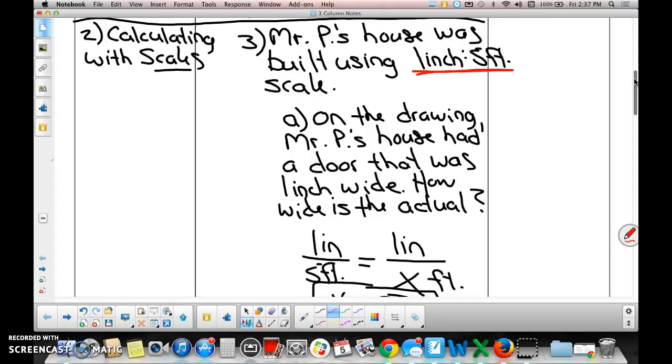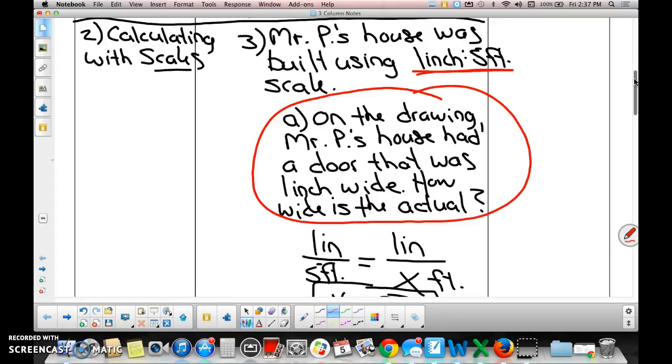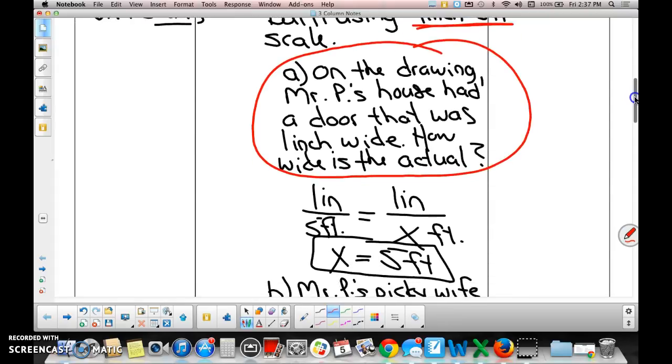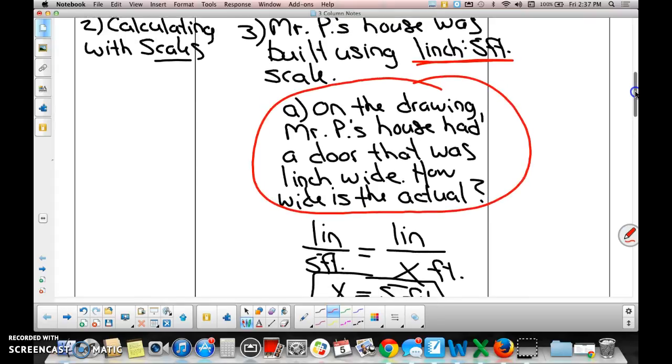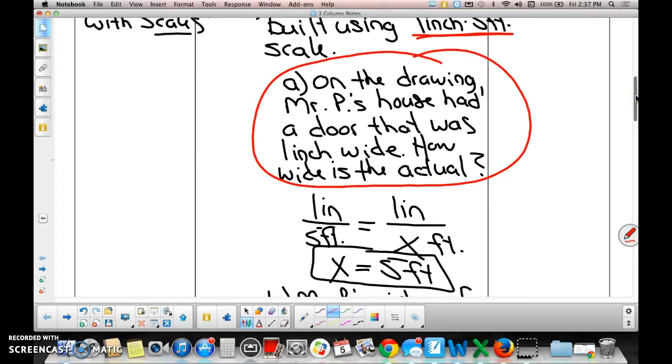So letter A right here said that I had a door that was 1 inch wide on the drawing. Because my door would not be 1 inch wide in actual life, would it? No. So what we did is we wanted to figure out how wide would it be in actual life. So we used our scale, which was what, everybody? 1 inch is 5 feet. We set our scale equal to 1 inch to X feet, because I don't know how wide my door is going to be.